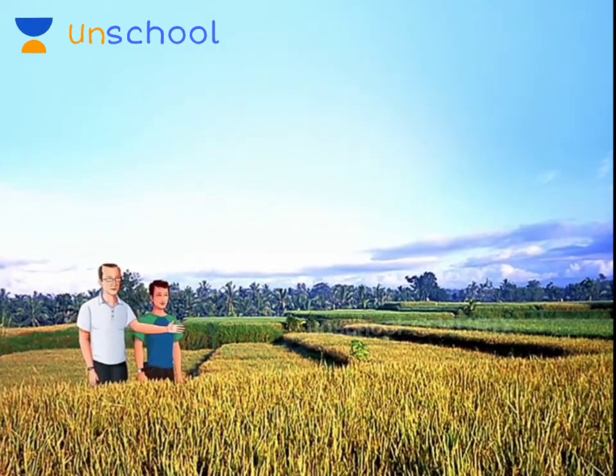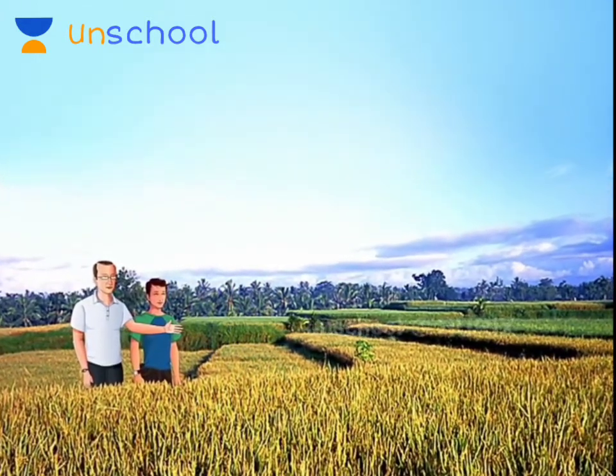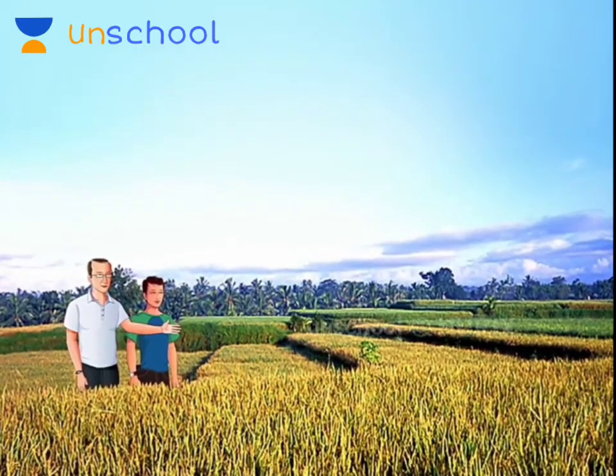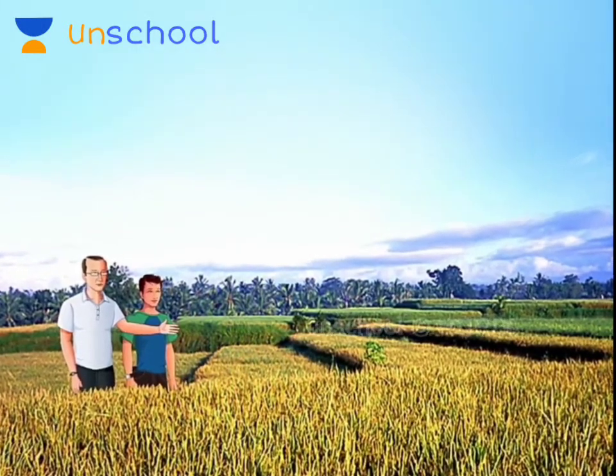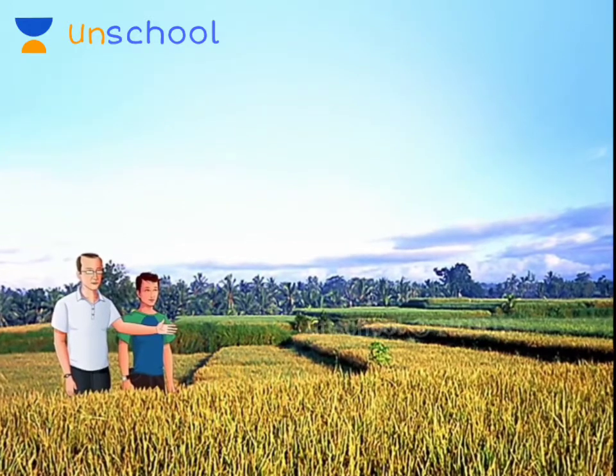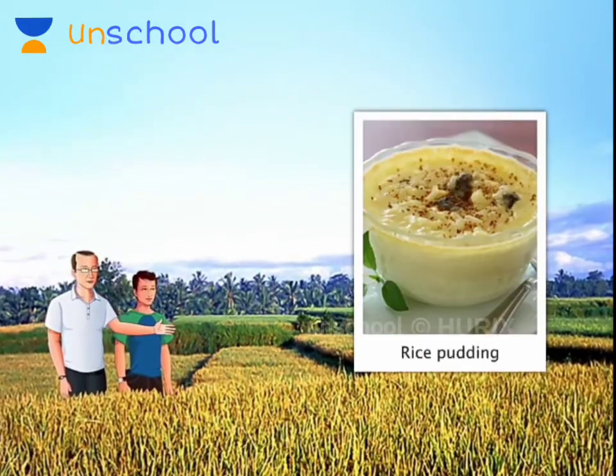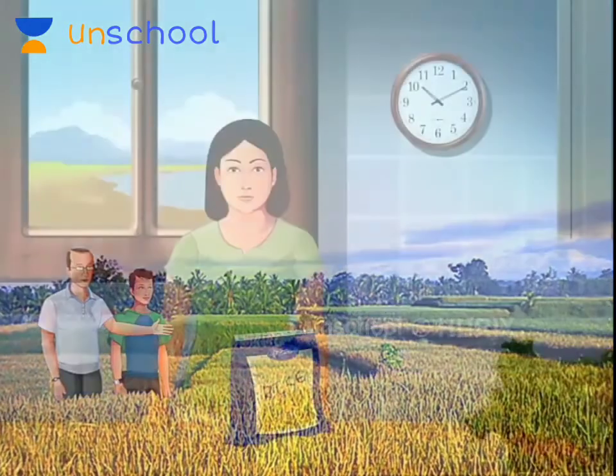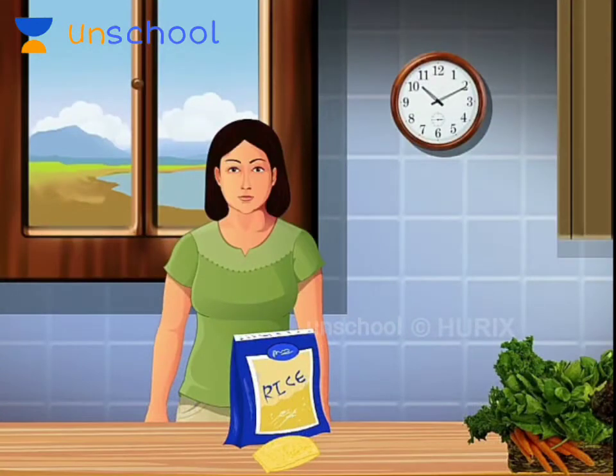James has gone to visit the countryside on his holidays. His father tells him that this is where they grow rice to make his favorite rice pudding. James remembers seeing his mother buying bags of rice at the supermarket.